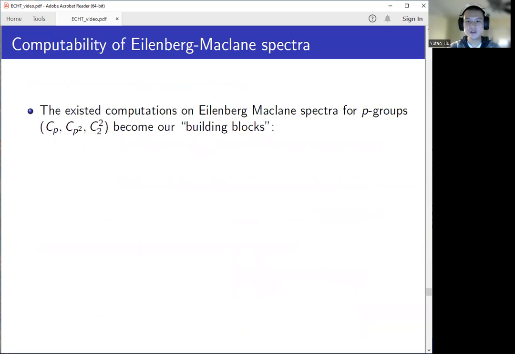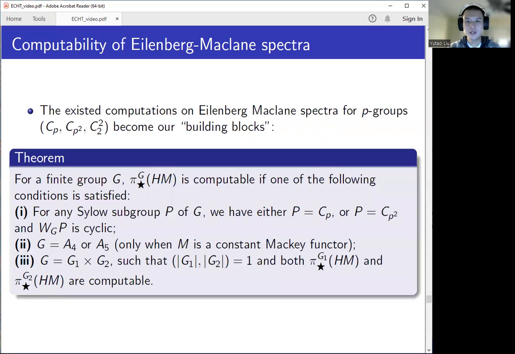If we focus on the Eilenberg-MacLane spectra, the existing computations, when the acting group is some special P group, become the building blocks. We have the following list of equivariant Eilenberg-MacLane spectra, whose homotopy becomes computable after applying our splitting method. This list could be longer in the future after we know more information for P groups and obtain more building blocks.